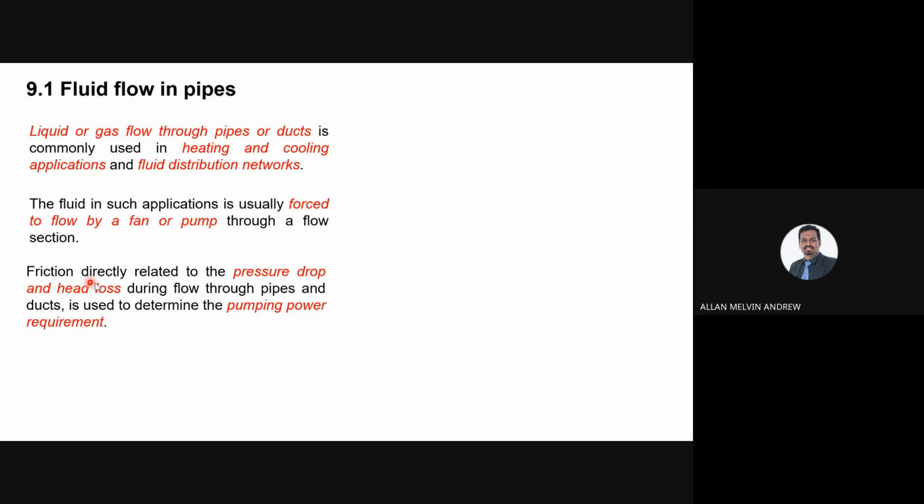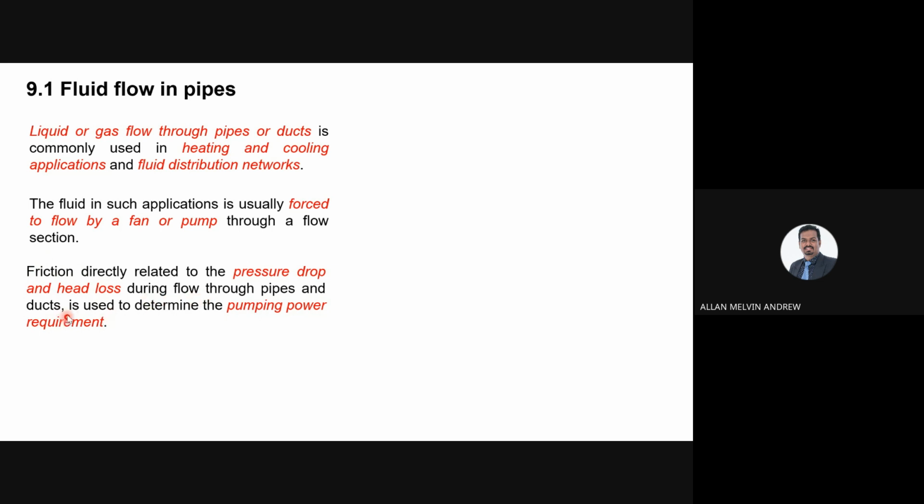Okay, so friction is directly related to the pressure drop and head loss. We have seen this in chapter number 8: what is pressure drop and also head loss. Friction is directly related to that. During flow, when a fluid is flowing from one point to another point, we will have friction, because we are having the pipe and also duct, and it is a physical part. So we will have the friction during the flow.